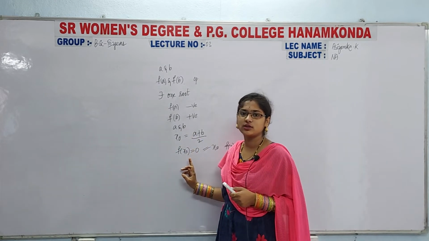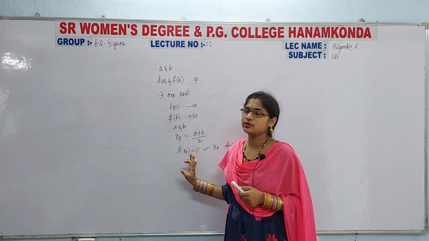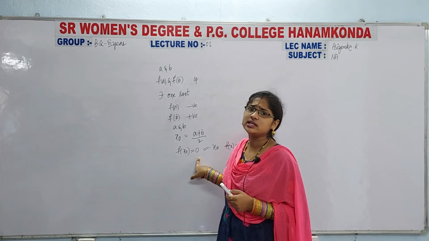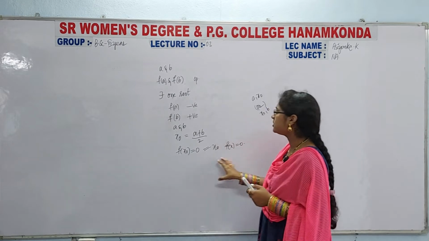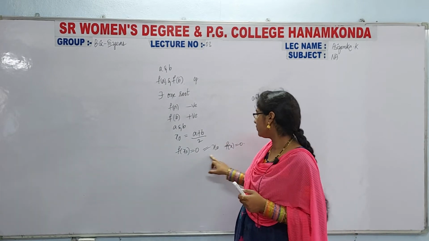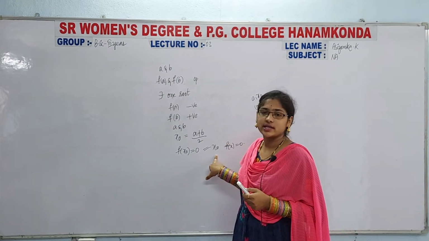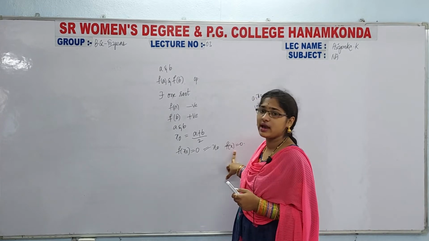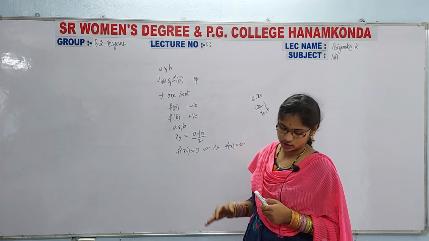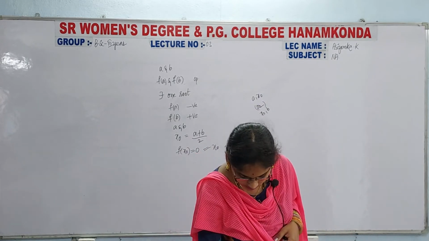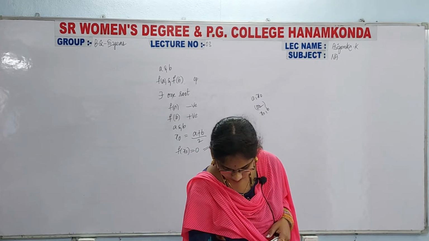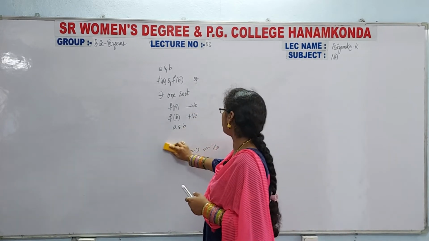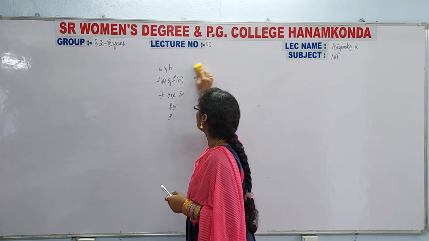After getting this x naught, what do we have to do? We substitute this x naught in the functional value. Then we get the result 0. If it is equal to 0, then simply the root is x naught. Otherwise, we have to go for the next procedure. Okay. So next write down the working procedure. First point, working procedure of bisection method.